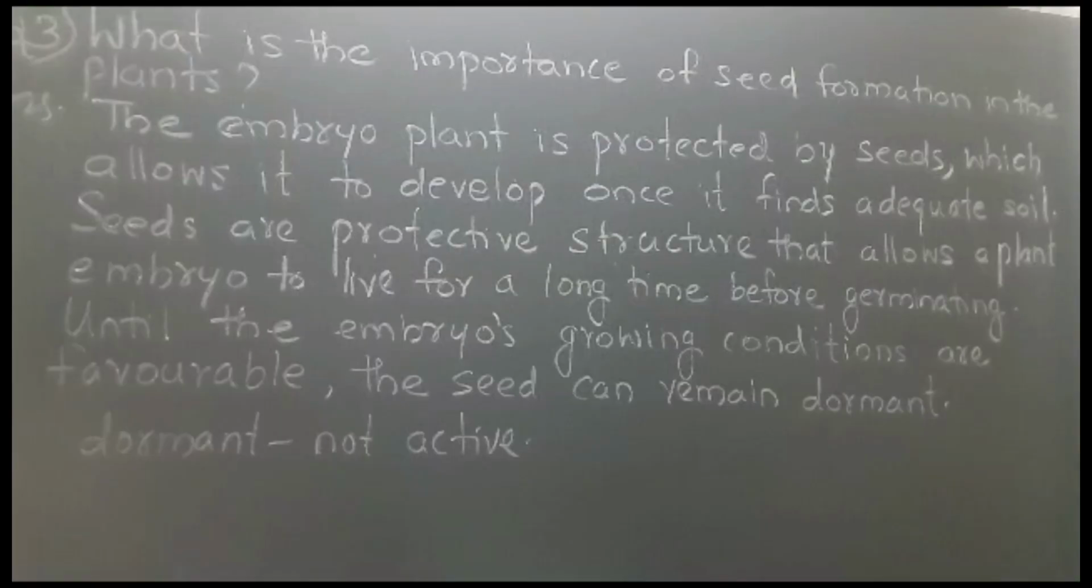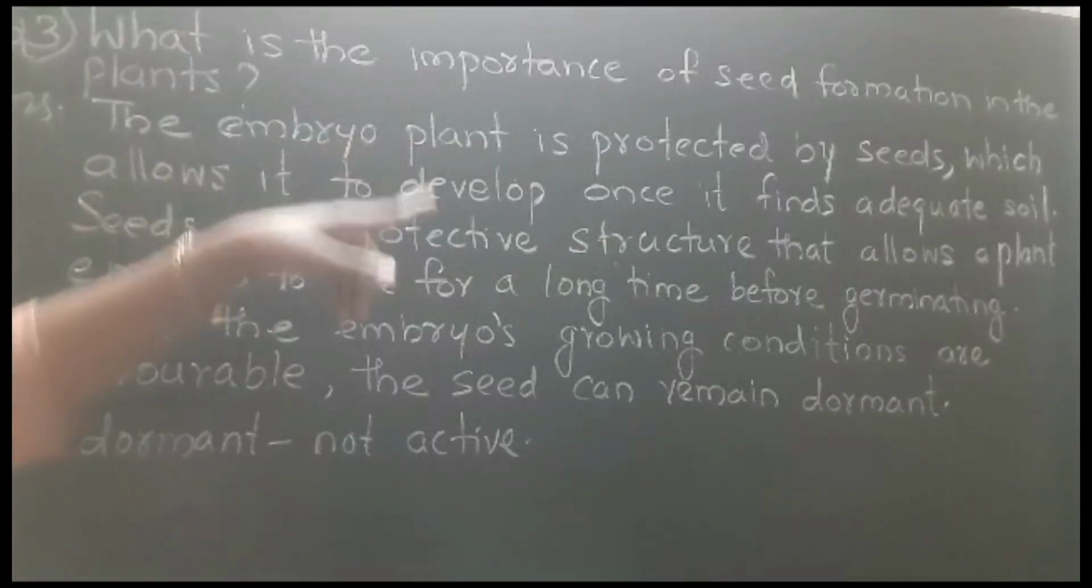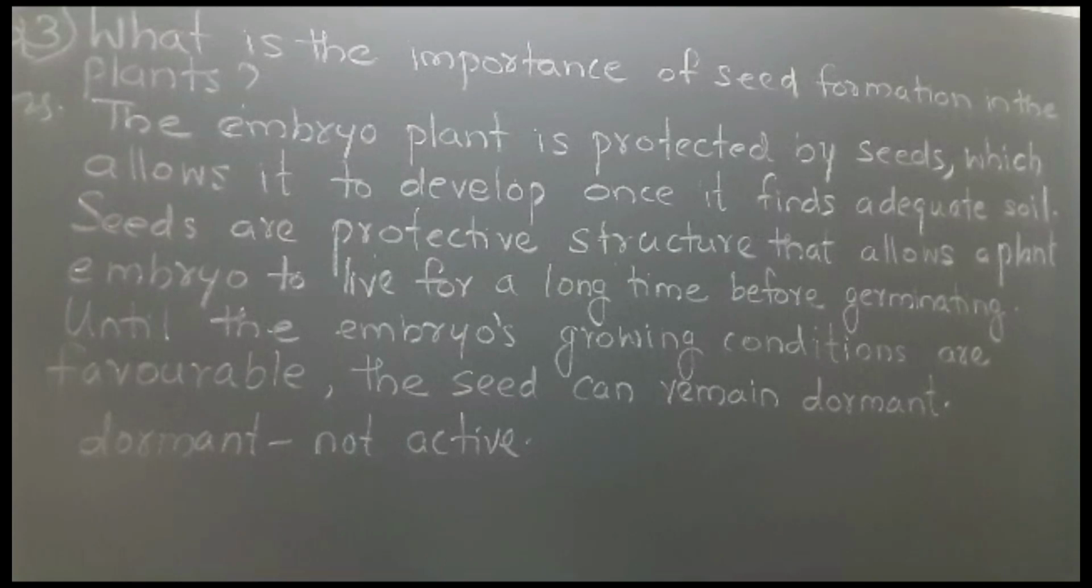Question number 3. What is the importance of seed formation in the plants? The embryo plant is protected by seeds, which allows it to develop once it finds adequate soil. Seeds are protective structure that allows a plant embryo to live for a long time before germinating. Until the embryo's growing conditions are favorable, the seed can remain dormant. The meaning of dormant is not active.